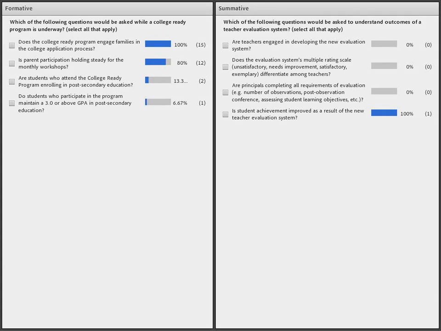So take a moment. Several of you are jumping right in and responding, thinking about the types of questions you would ask if you were interested in improving or formative related aspects of evaluation versus the types of questions you might ask if you're interested in looking at the outcomes.